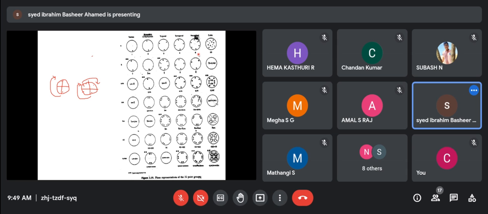Hexagonal, for every 60 degree. So this is 120, so 60 degree will be here, right? So rotate 60 degree, so you will get the molecule here. Another 60, another 60, and so on.